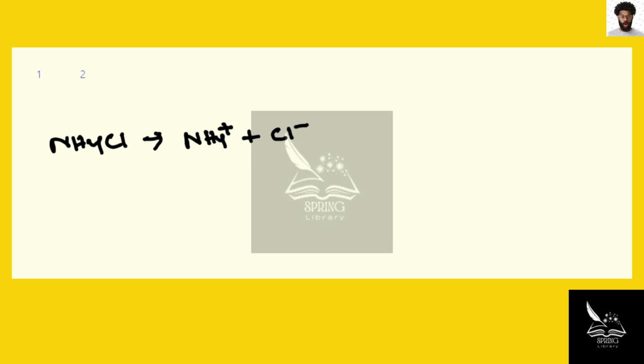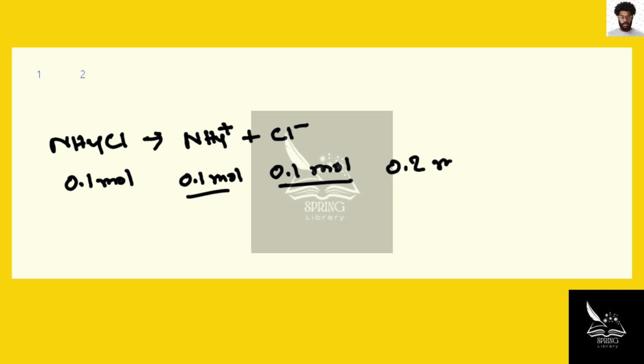And since we have 0.1 mole NH4Cl here, being completely dissociated, it will produce 0.1 mole NH4 plus and 0.1 mole Cl minus. That means in the solution we will have in total 0.1 plus 0.1, in total 0.2 mole solute.